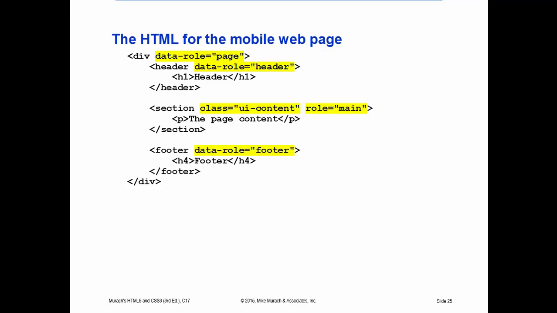The role attribute with a value main is used, all right, to identify the section element that contains the main page content. This section should also be assigned to the UI content class. You can code whatever elements you need to within this class. The style sheet formats the web page based on the values in the data role, and class attributes.